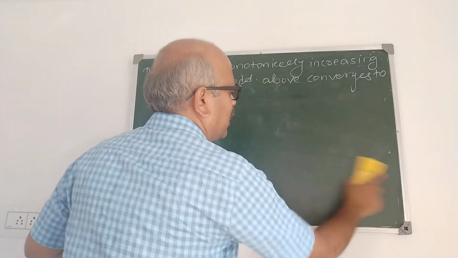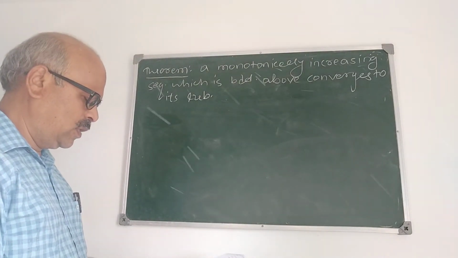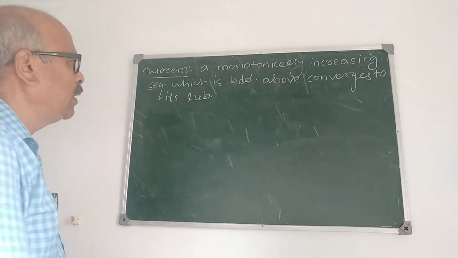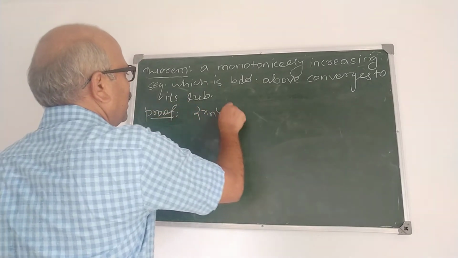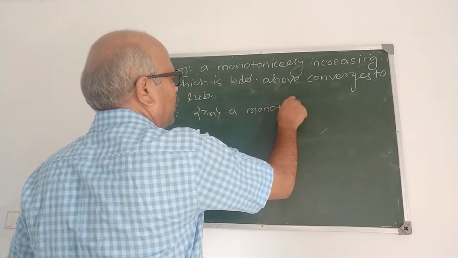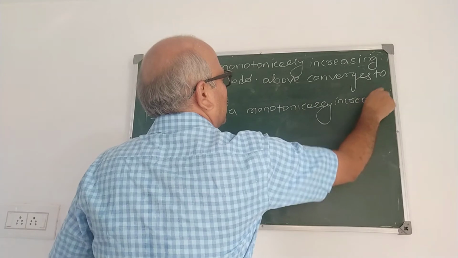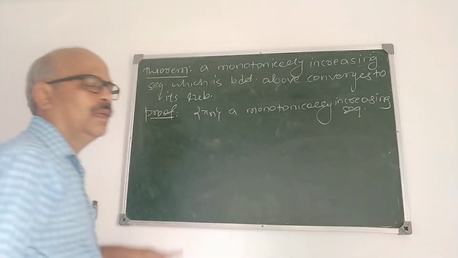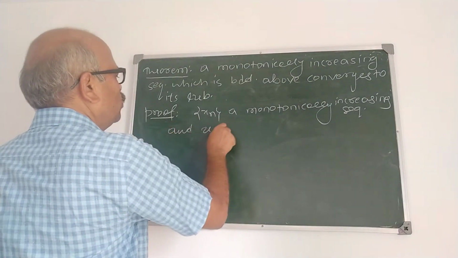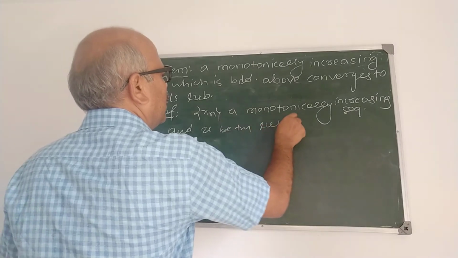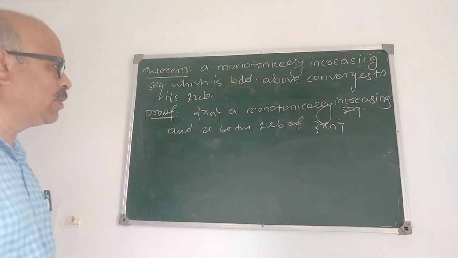Now come to the theorem. What is the theorem? An increasing sequence which is bounded above converges to its least upper bound. To prove this, let xn be a monotonically increasing sequence. You know the definition of an increasing sequence. And let U be the least upper bound of the sequence xn.